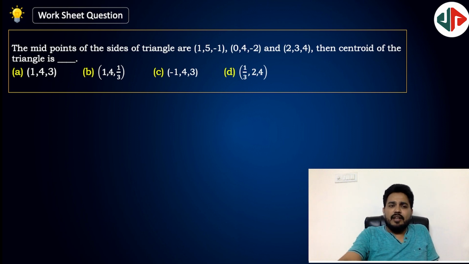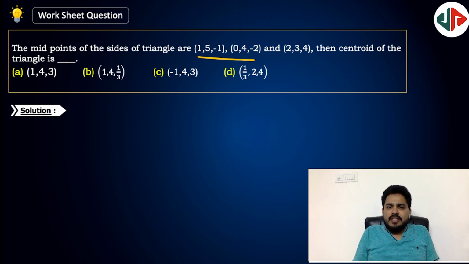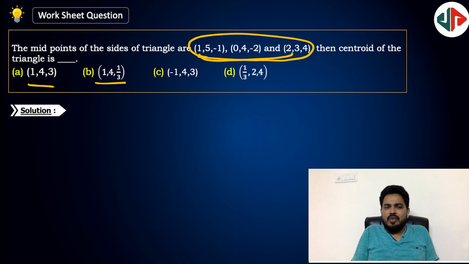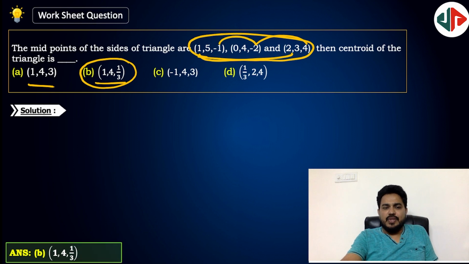Next question: the midpoints of the sides of the triangle are given. Then the centroid of the triangle will not change. Centroid of this triangle and centroid of the original triangle will be the same. 1 plus 2, 3 by 3. 1 should be there. So either this or this. So I'll not go with the y coefficient, I'll go with the z coefficient. Minus 1 minus 2 minus 3 plus 4 is 1. 1 by 3. So B is the answer for this question.